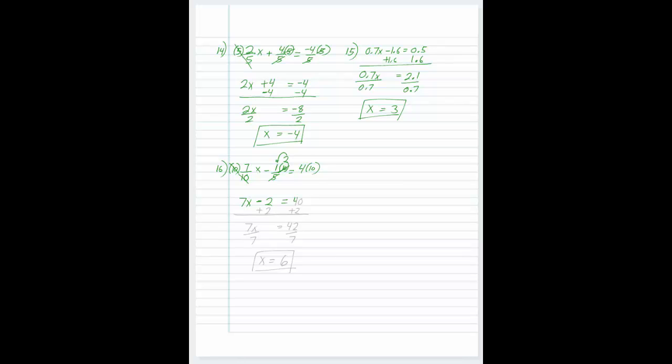Alright, word problems. Everybody's favorite. Number 17. It says 3 times a number minus 6 is, or is equal to, 2 times a number plus 7. So let's see what it says.